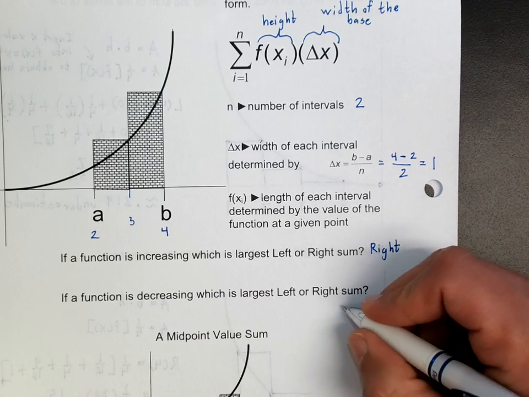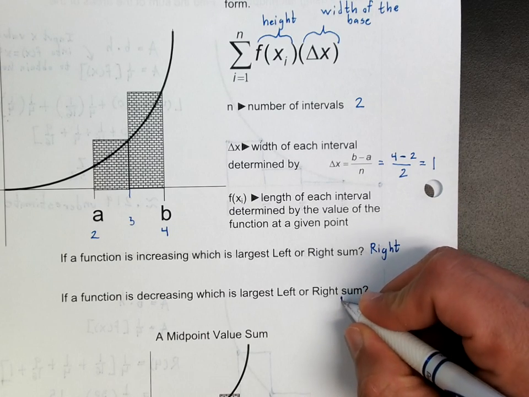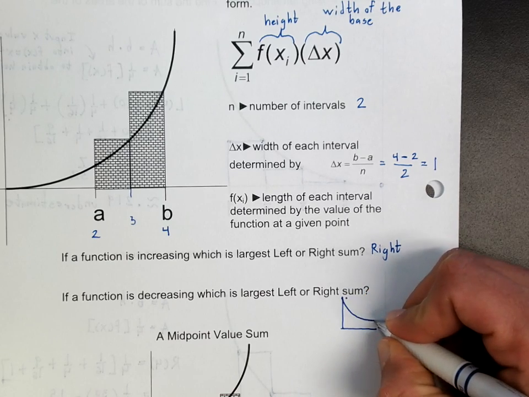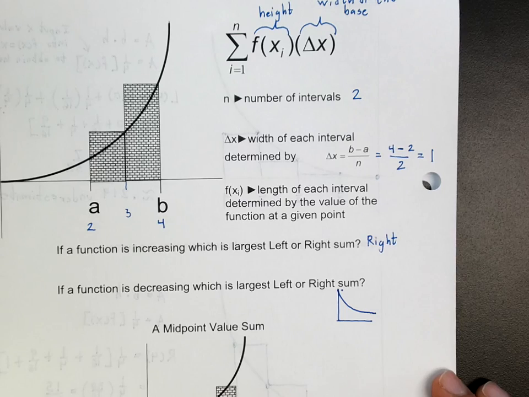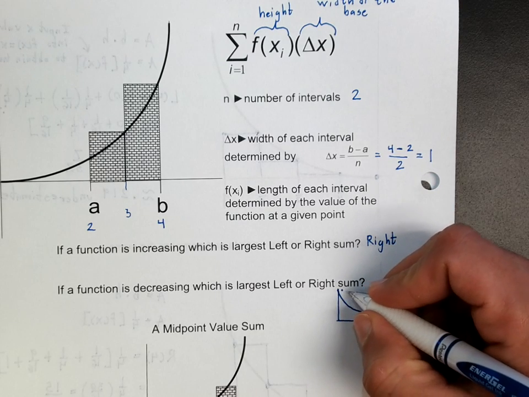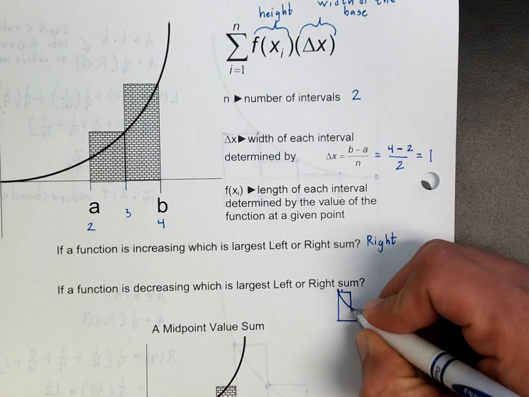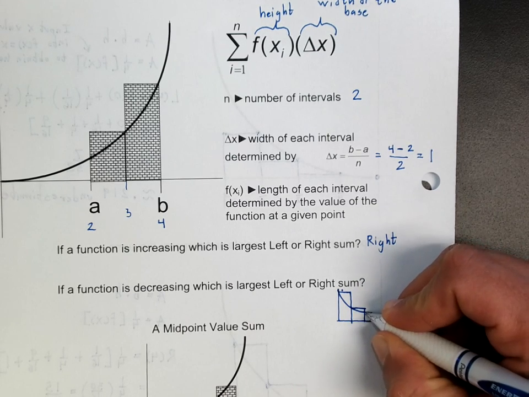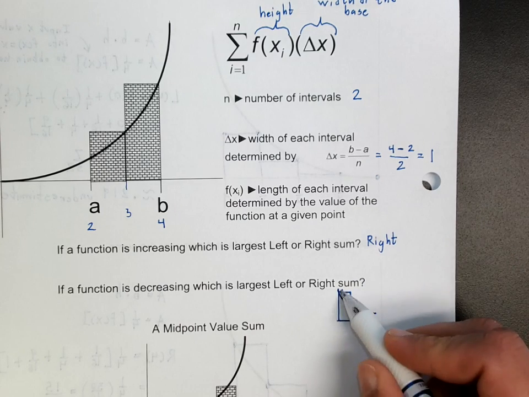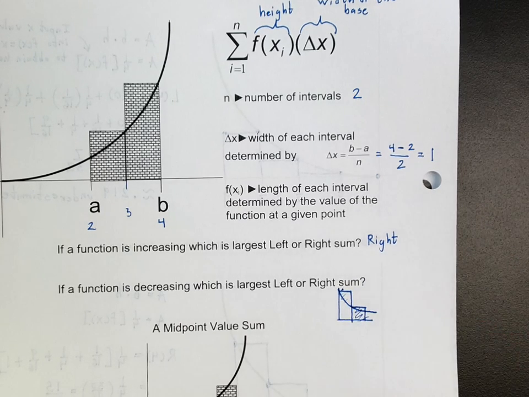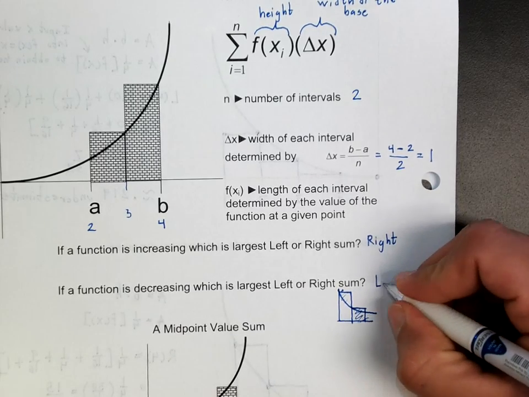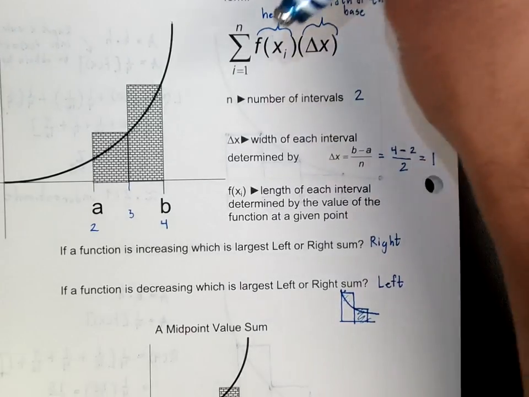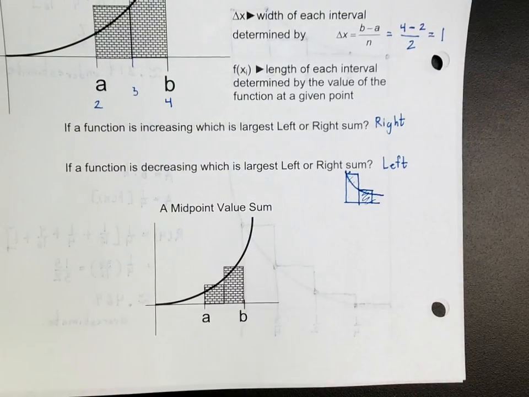Let me just draw a quick little picture here. So if you had something like this, let's just start here and we're going like that, so this function is decreasing. That's not a great picture, but notice that because my area is going to be above the curve, that's going to be the largest. So if a function is decreasing, the left sum is going to be the largest. And finally, the one that's kind of a pain here is the midpoint value sum.